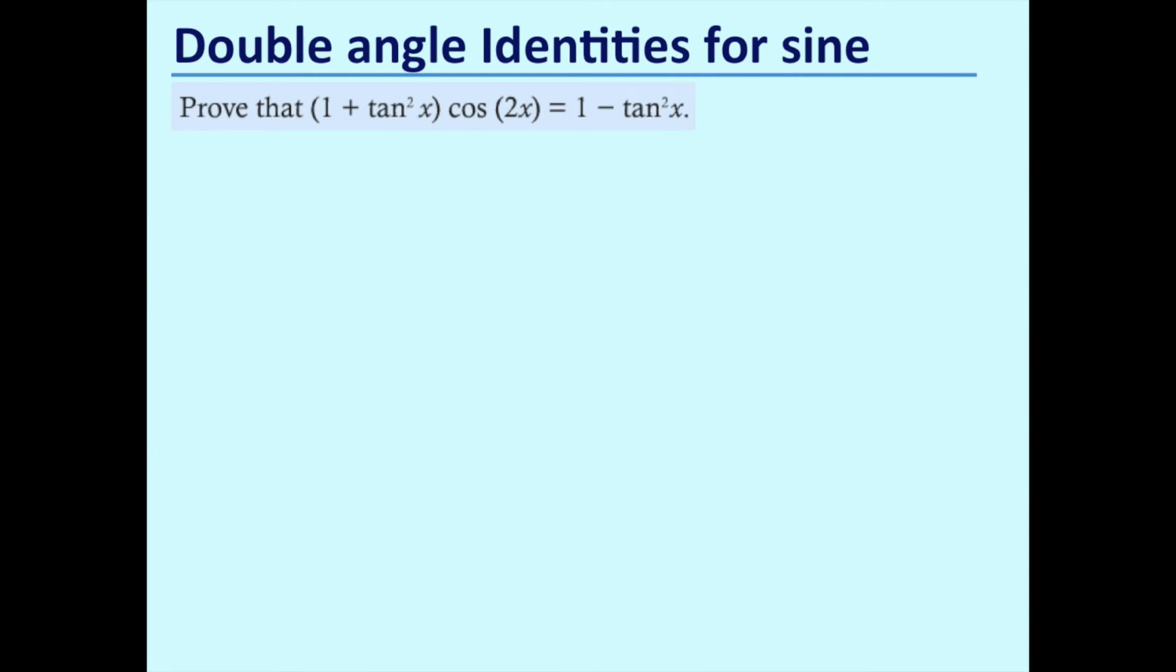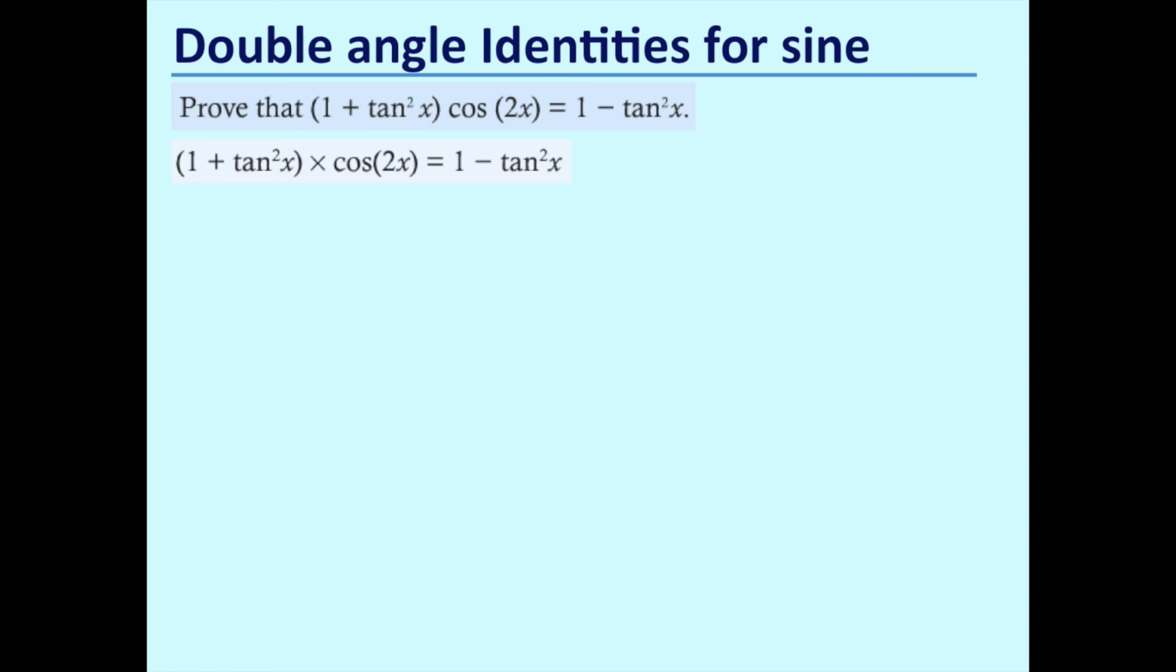The final question in this session is pretty tricky, but you might want to have a go at it for a bit of a challenge. So we're asked to prove that 1 plus tan squared x times cos 2x is the same as 1 minus tan squared x. So have a go, or just follow through if that is a little bit too intimidating. First of all then, we can break it down into the component parts and think about what we do know that we can substitute in there.